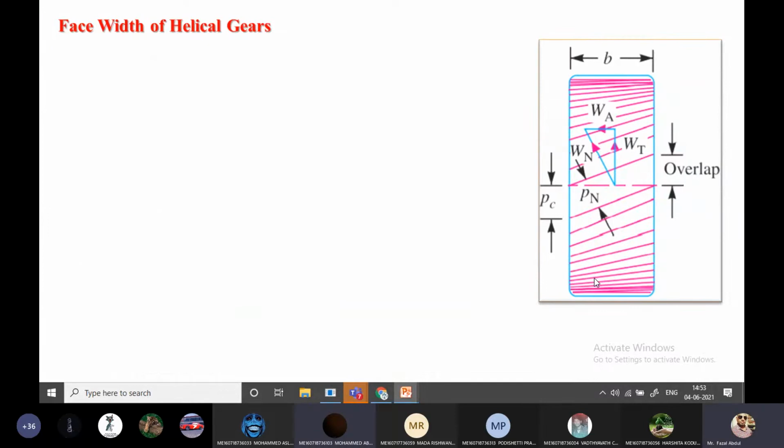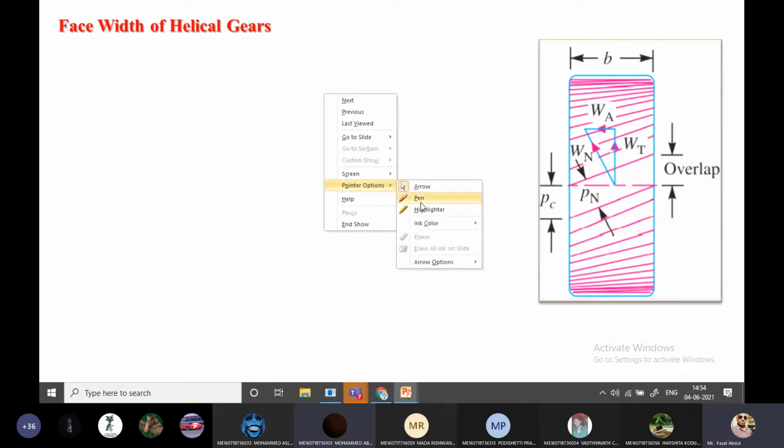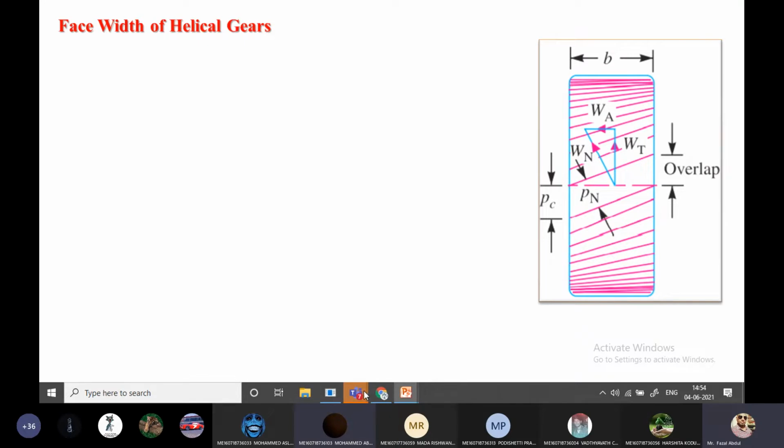Face width. If you observe the previous case, design of spur gear, every time the face width is given in terms of module. Face width is 10 times the module, 4 times the module, 7 times the module. That face width is mentioned in the problem in design of spur gear. But coming to the helical gear, the face width is not mentioned in the problem. We need to remember the equation. That equation I am writing here. So why calculate face width separately here?